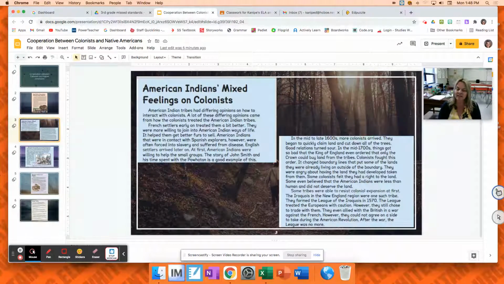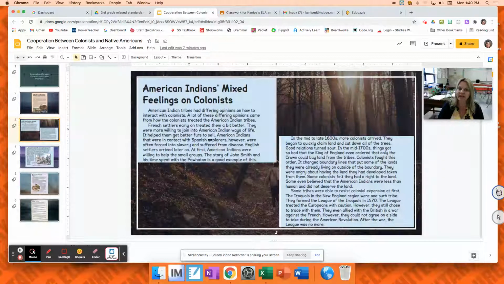The French settlers early on treated them a bit better. They were more willing to join into American Indian ways of life. They didn't expect them to totally change all the things that they had done for years and years and years. They said, oh, let's learn about your culture and we will do some of the things that you do. It helped them get better furs to sell.